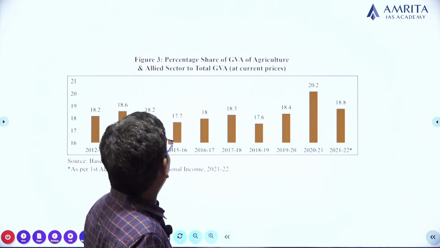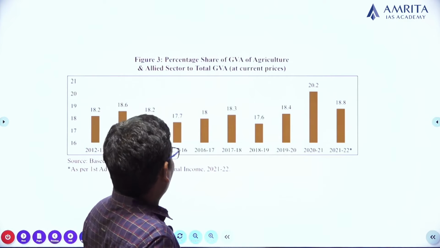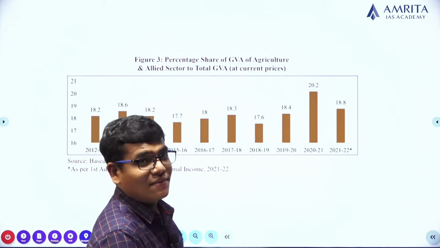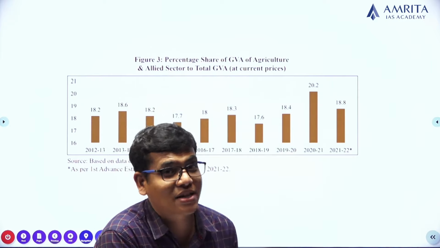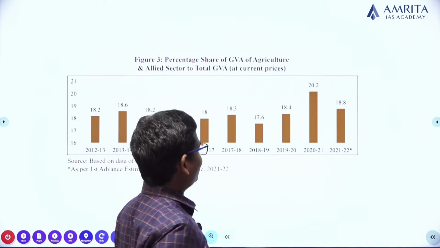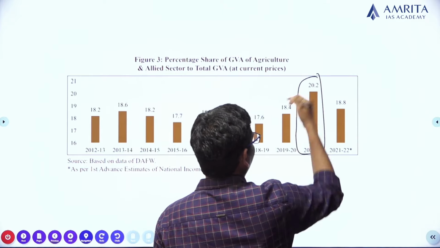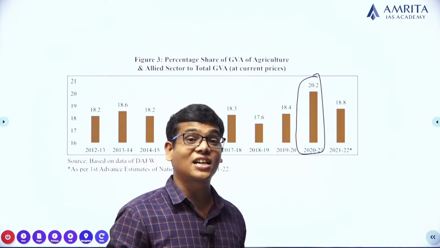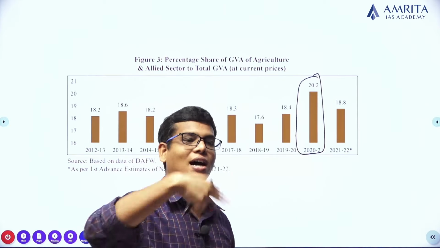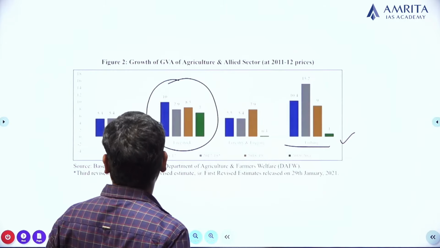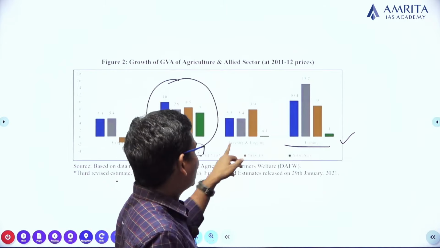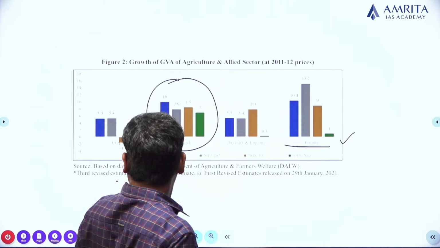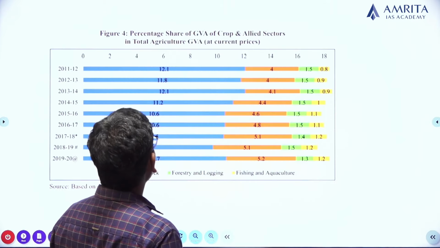Next, percentage share of GVA of agriculture and allied sectors in total GVA. See, in the total GVA, what is the share of this agriculture and allied sector? It's not a percentage of GDP, it's a percentage of GVA. You can understand why it is very high. It is a pandemic year, and I have already explained. You can see the normal GVA. It's not agriculture alone, it's agriculture and allied. And what is the meaning of agriculture and allied? It includes livestock, forestry and logging, and fishing. Got it?